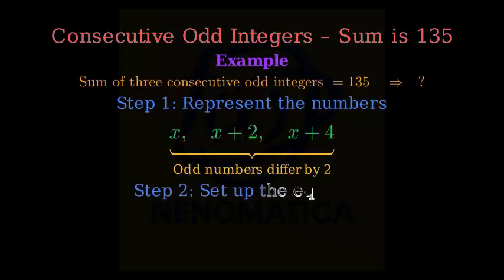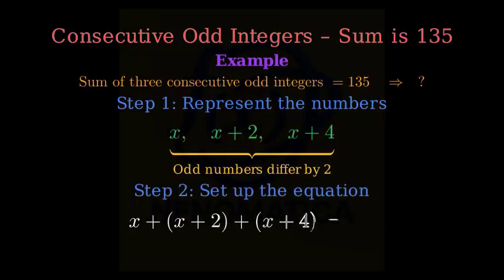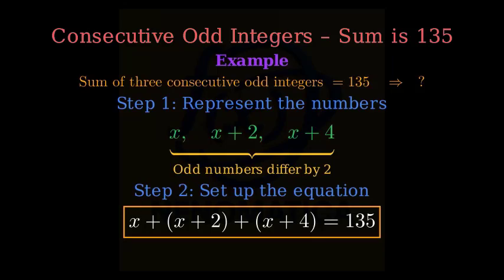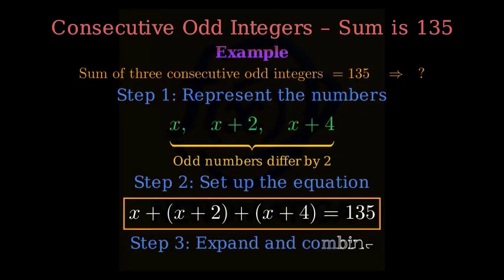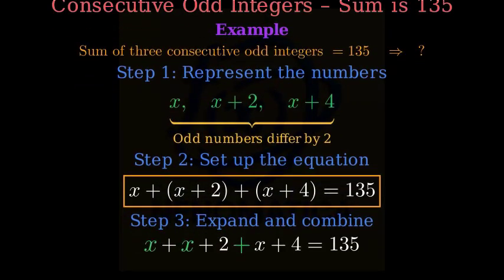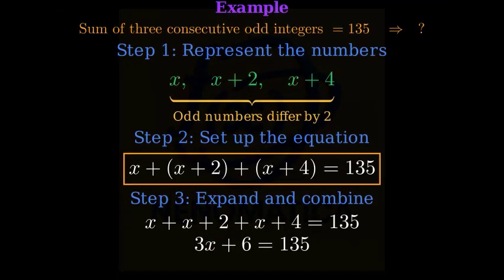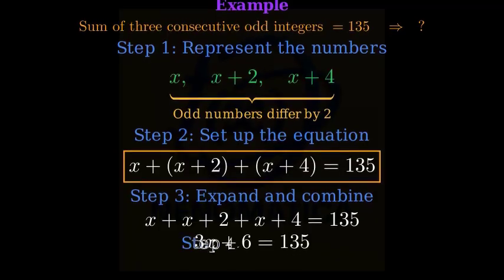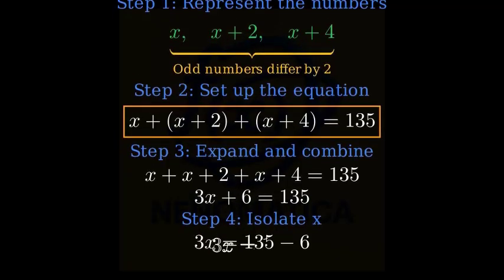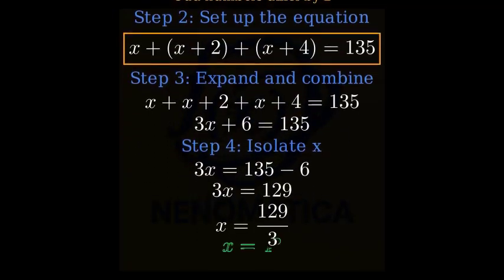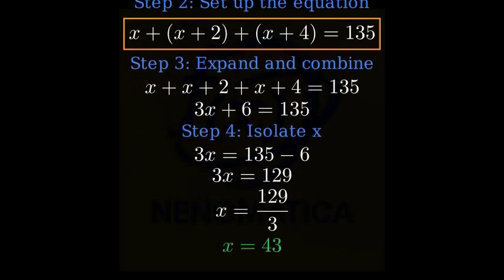Step 2. Their sum is 135, so we write x plus the quantity x plus 2 plus the quantity x plus 4 equals 135. Step 3. Expand and combine like terms. x plus 2 plus x plus 4 equals 135. That simplifies to 3x plus 6 equals 135. Step 4. Subtract 6 from both sides to isolate the x term, giving 3x equals 129.